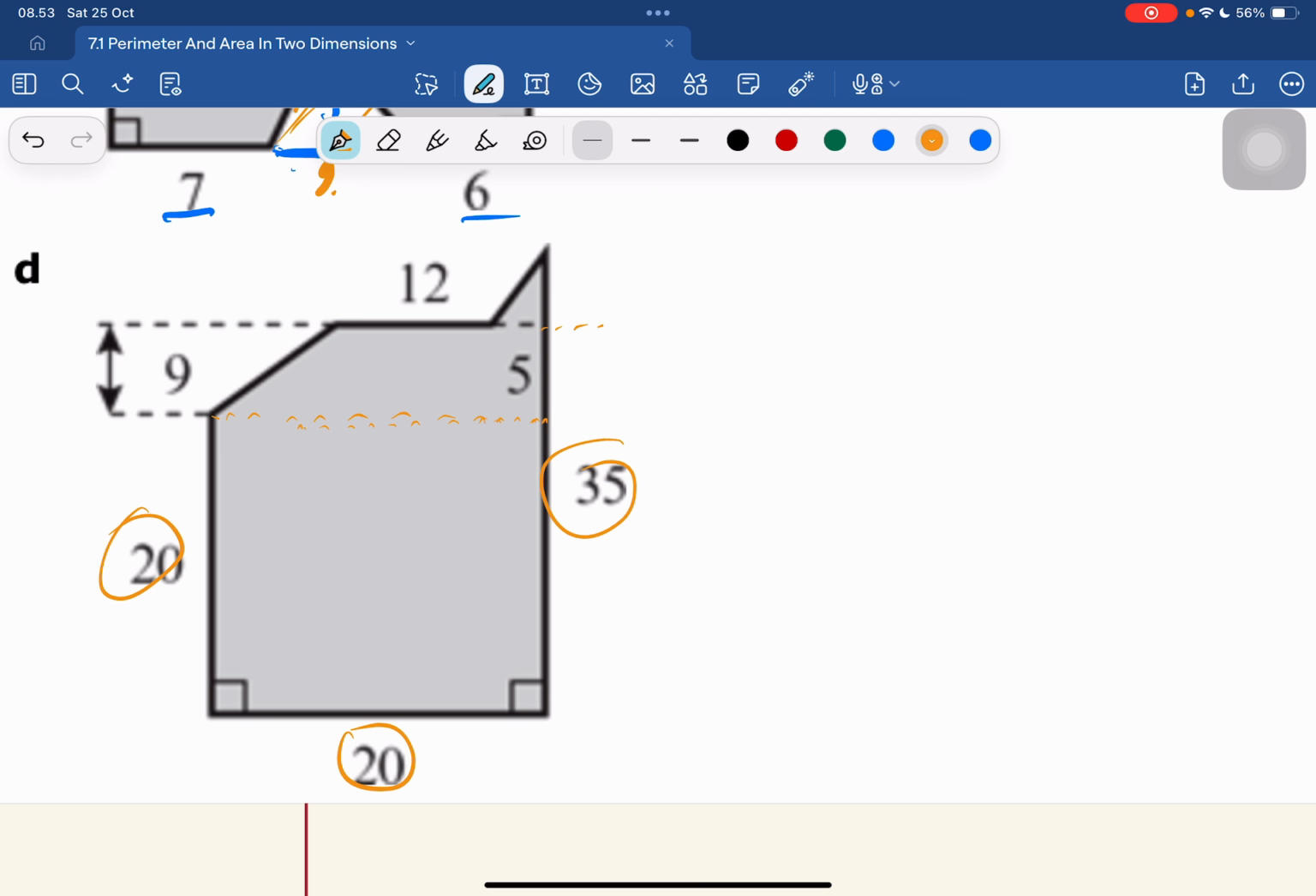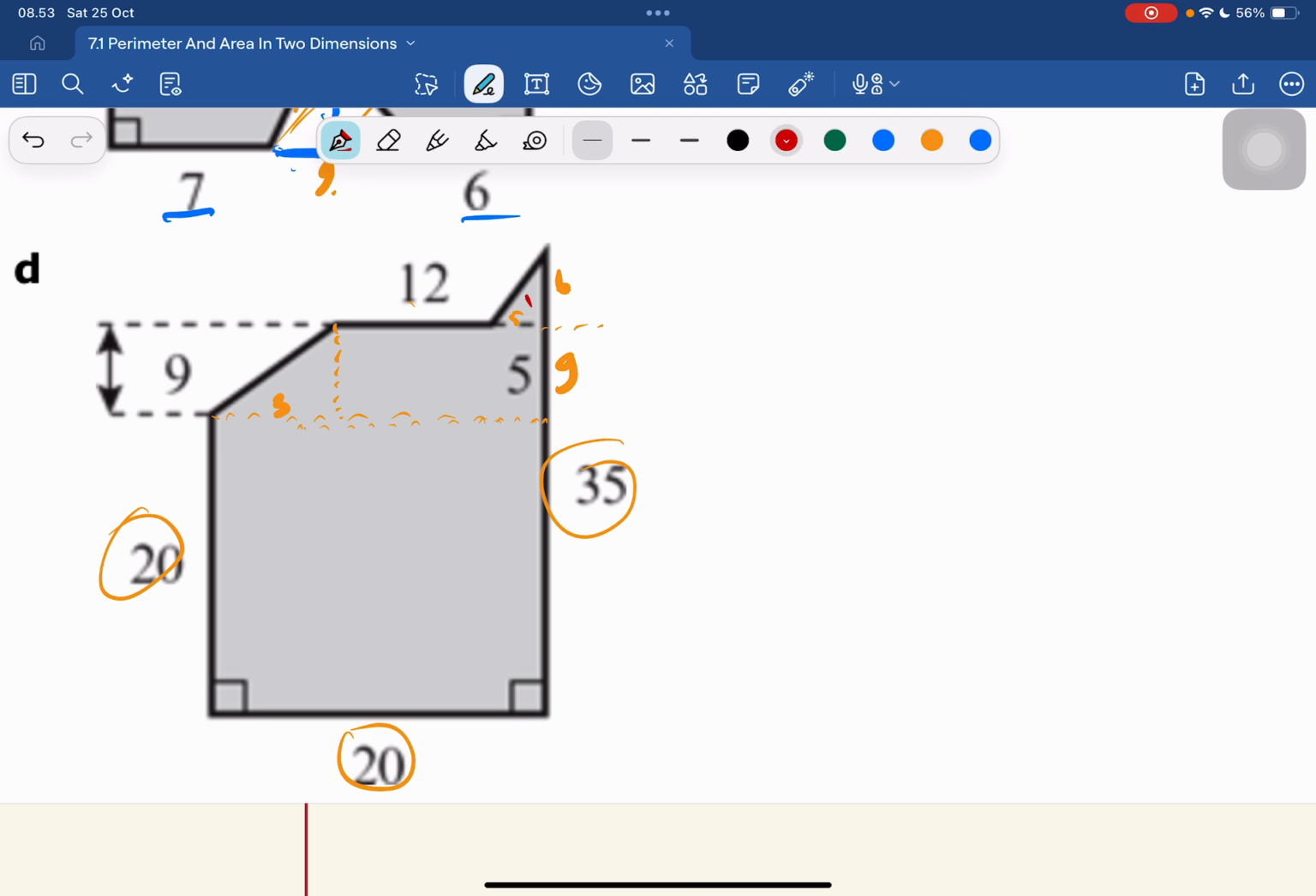Okay, if this is 9, so this is 5. So let's check it. We got 35 minus 9, 35 minus 20 and minus 9. So this is 6. Okay, we can cut it also from here. So if this is 12 and this is 5, 5 times 5 plus 12. Yes, 5 plus 12 is 17, so this is 3.